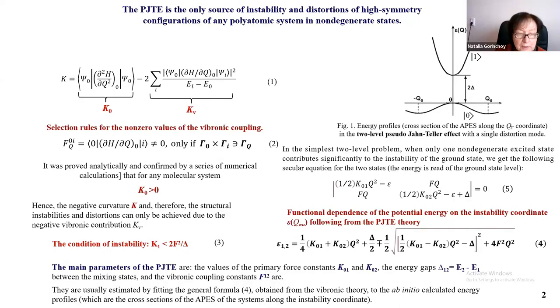And if the condition of instability, equation 3, holds, in the simplest two-level problem, when only one excited state contributes significantly to the instability of the ground state, we get the following secular equation for the two states, equation 5, where the solution of this 2x2 equation is straightforward. It gives us the functional dependence of the potential energy on the instability coordinate.